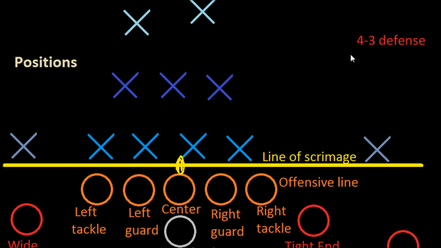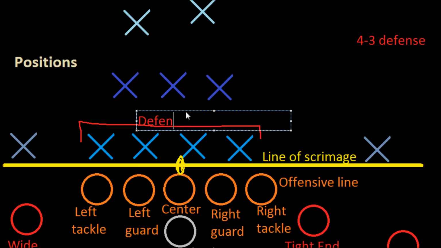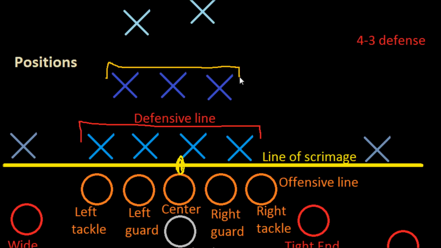The first number comes from the line. These guys here, this is the defensive line. Right behind, as you can see, there's 4 guys, so that's where we get the 4. And then there's 3 guys behind them. If you guess this is where the 3 comes from, you would be correct. So 4 defensive linemen, 3 linebackers, because they are behind the line. These are the linebackers.